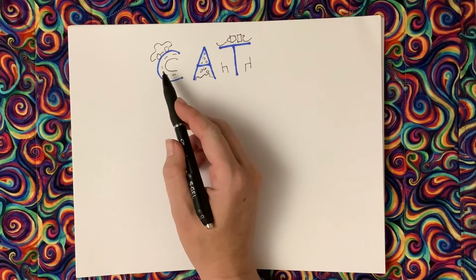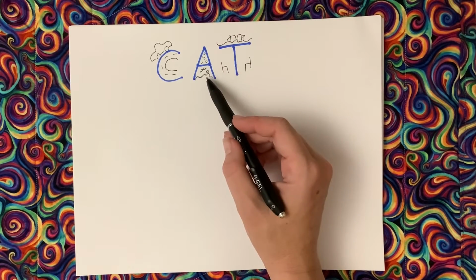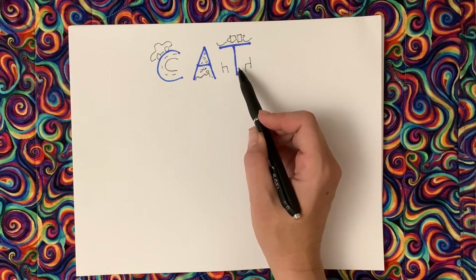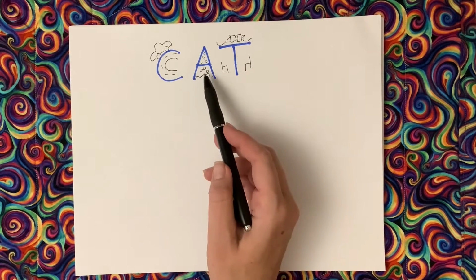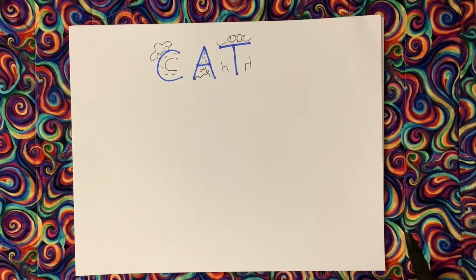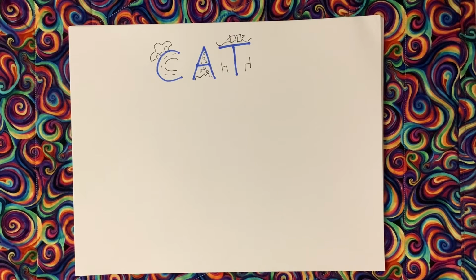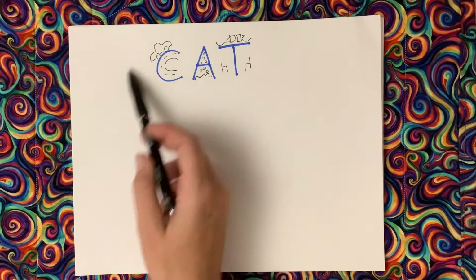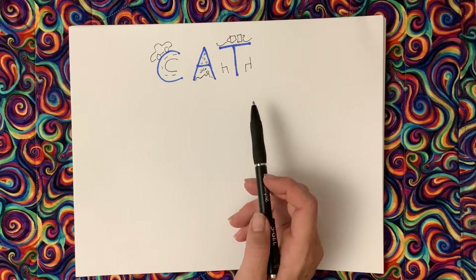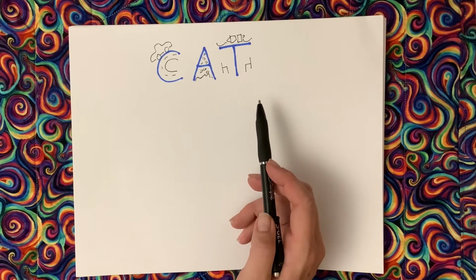K for car, A for avalanche, and T for tea party. K, A, T, cat. That's how you'd read the word cat. Now, what I think is really fun about the picture alphabet is it changes these CVC words into stories. Little stories, but they can be a lot of fun.